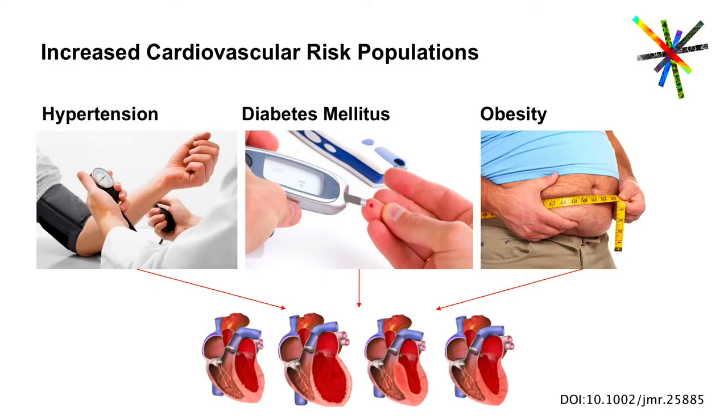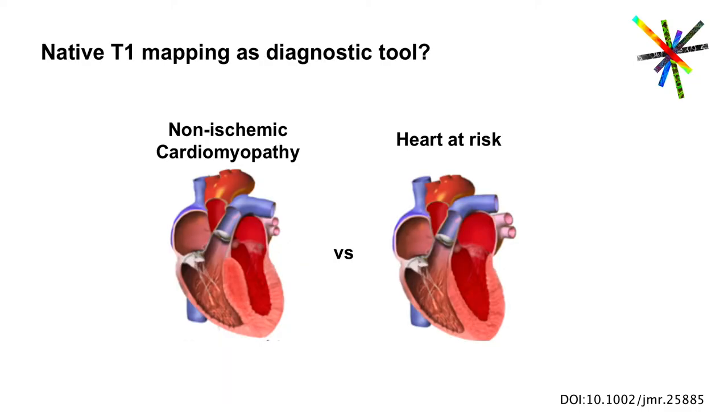Several populations with increased cardiovascular risk show similar characteristics as the cardiomyopathies that I just showed, and this makes it very difficult to determine whether it's a change due to the risk or a change due to the cardiomyopathy. Examples of these populations are people with hypertension, diabetes, or obesity.